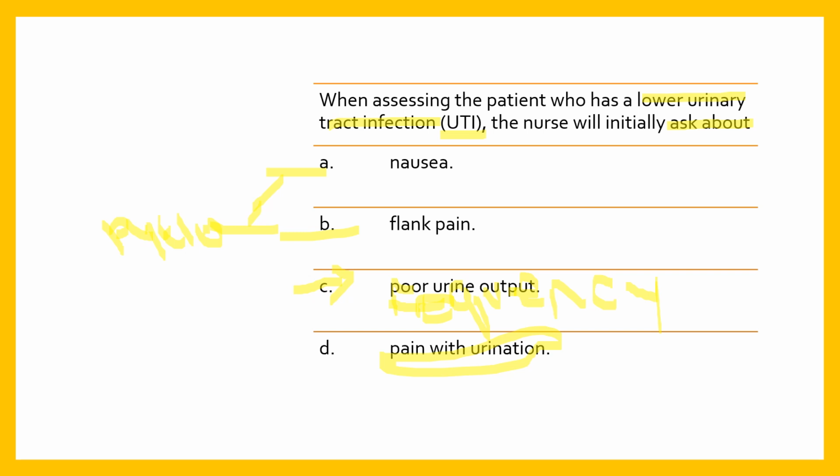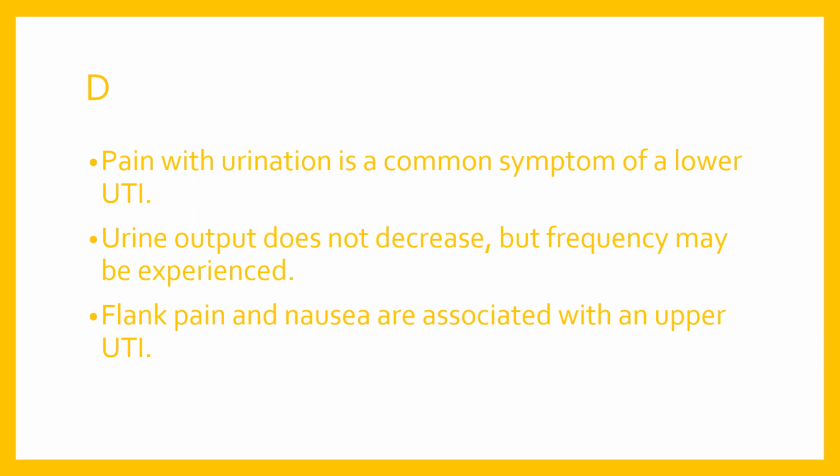So just start to think about those things as you guys start moving through these courses, because when you get into 7th semester, you're going to start looking at a lot more about complications of diseases and how you prevent those complications. Okay, so there's your answer. D. Flank pain and nausea are associated with an upper UTI. Urine output does not decrease, but frequency may be experienced. And then pain with urination is a common symptom of a lower UTI.